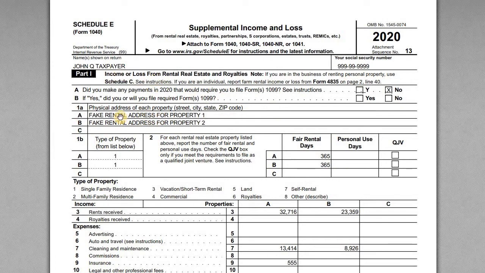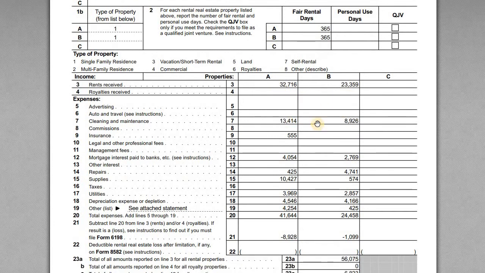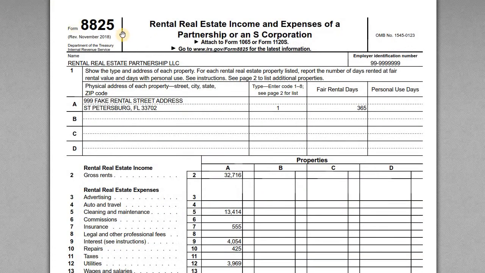So in this example, John has 2 properties, and he reports the income and expense in each of its corresponding columns there. So if you have rental income or expense, you're not going to be using a Schedule E if the rental property is owned in a partnership or an S corp. So in this example here, we have an LLC that was formed by 2 members, Rental Real Estate Partnership LLC. And so this LLC needs to file a Form 1065 partnership tax return every year. And when it files its Form 1065, it's going to attach 8825 to report the income and expense.